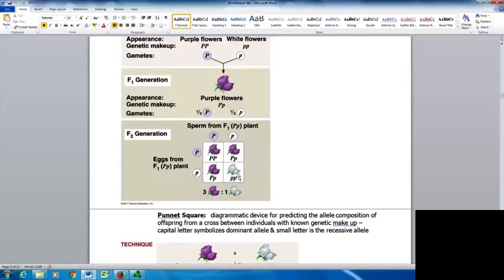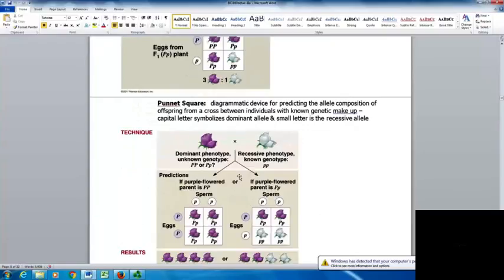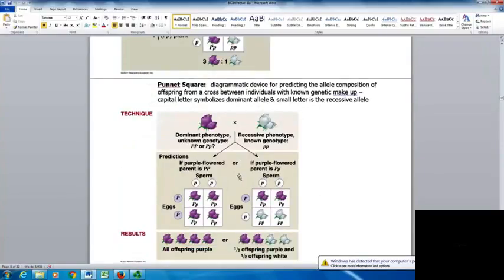The two small p's are the only ones that are going to give you the white flowers. This is the 3-to-1 ratio. We can also use this as a way to determine an unknown genotype.